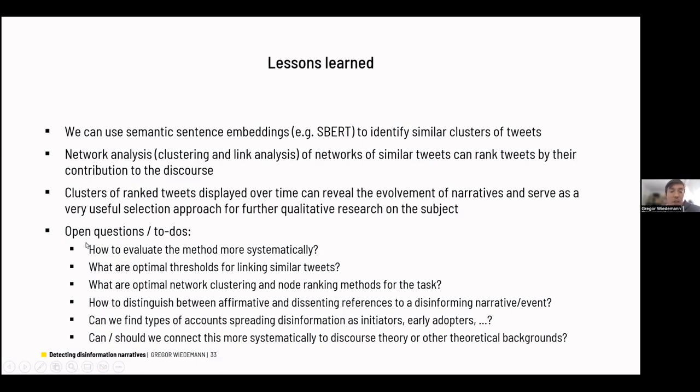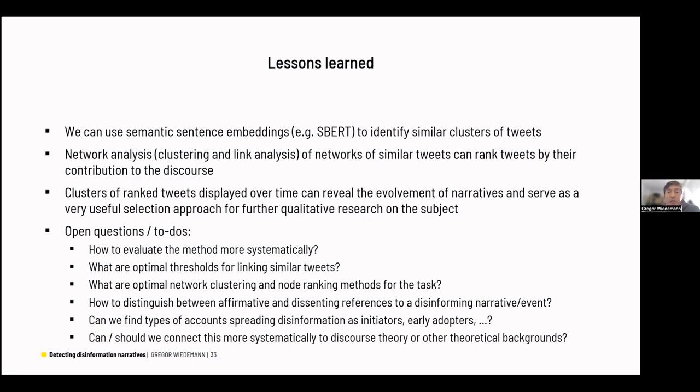So one question is, how can we actually evaluate this method more systematically? What are optimal thresholds, for instance, for linking similar tweets? We chose 75%, but maybe it's better to take less similar tweets also as similar into account. What are optimal network clustering and node ranking methods for the task? I chose PageRank and random walk more like ad hoc measures, but due to the lack of a systematic evaluation, I don't know if they are the best ones.